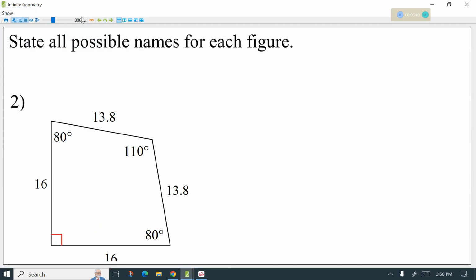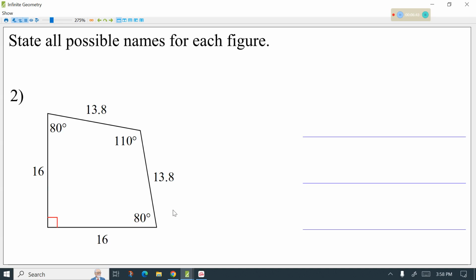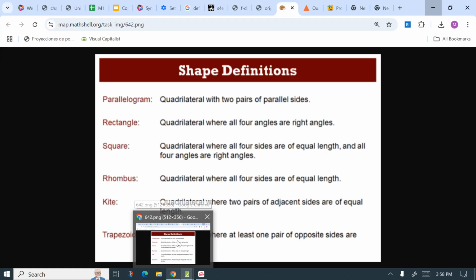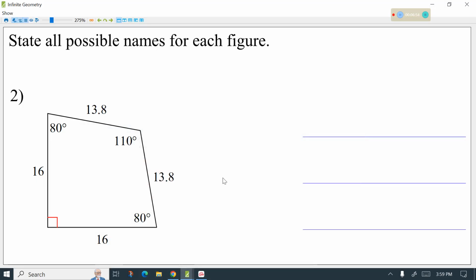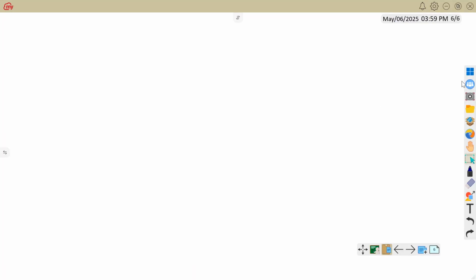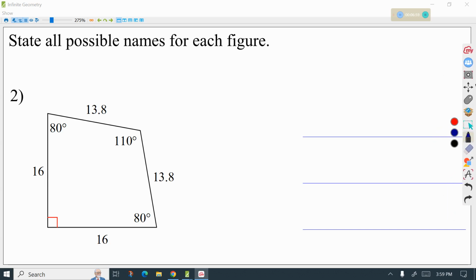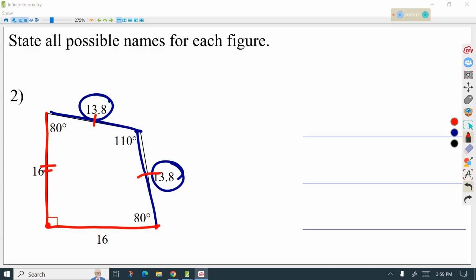We take a look at number 2. What do we see here? Well, let's go back to our table. I want you to focus on the definition of kite this time: a quadrilateral where there are 2 pairs of adjacent sides that are of equal length. I think in class I said that the definition of a kite was that there are 2 pairs of congruent adjacent sides. Well, let's look. These are congruent, and because they're next to each other, they share that vertex, that's 1 pair of congruent sides. And this one down here, 16 and 16, is another pair of congruent sides. So this side equals that one, and this side equals this side.